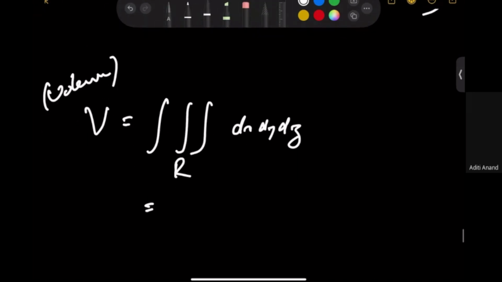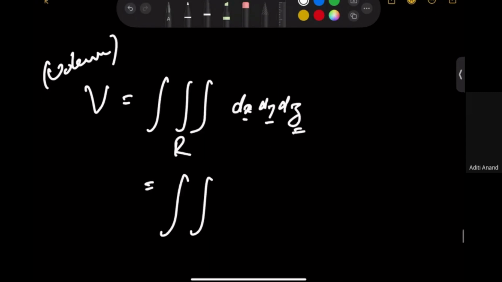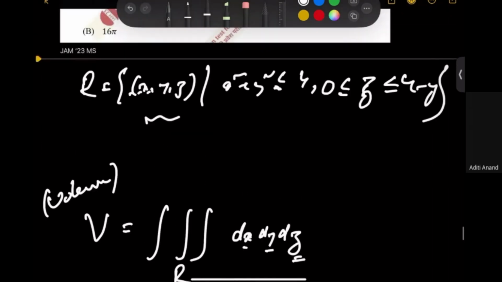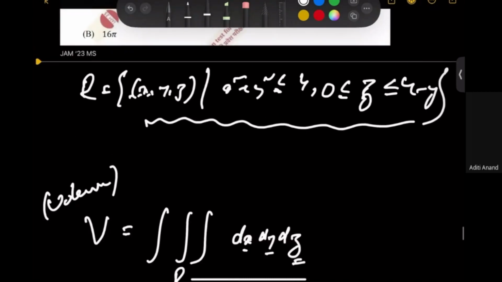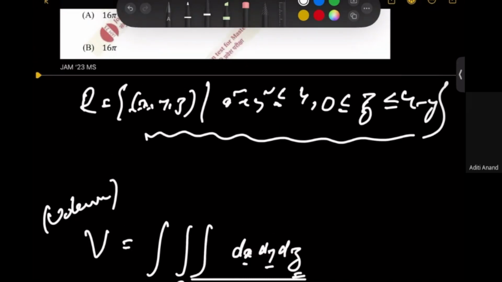Now, which one should be our innermost integral? Should be a function of x, should be a function of y, should be a function of z. We can permute them depending on our question. So by looking at the region R, can you tell me which one should be our innermost integral? Should it be x, y, or z? Z. Yes. Can you tell me why it should be z?